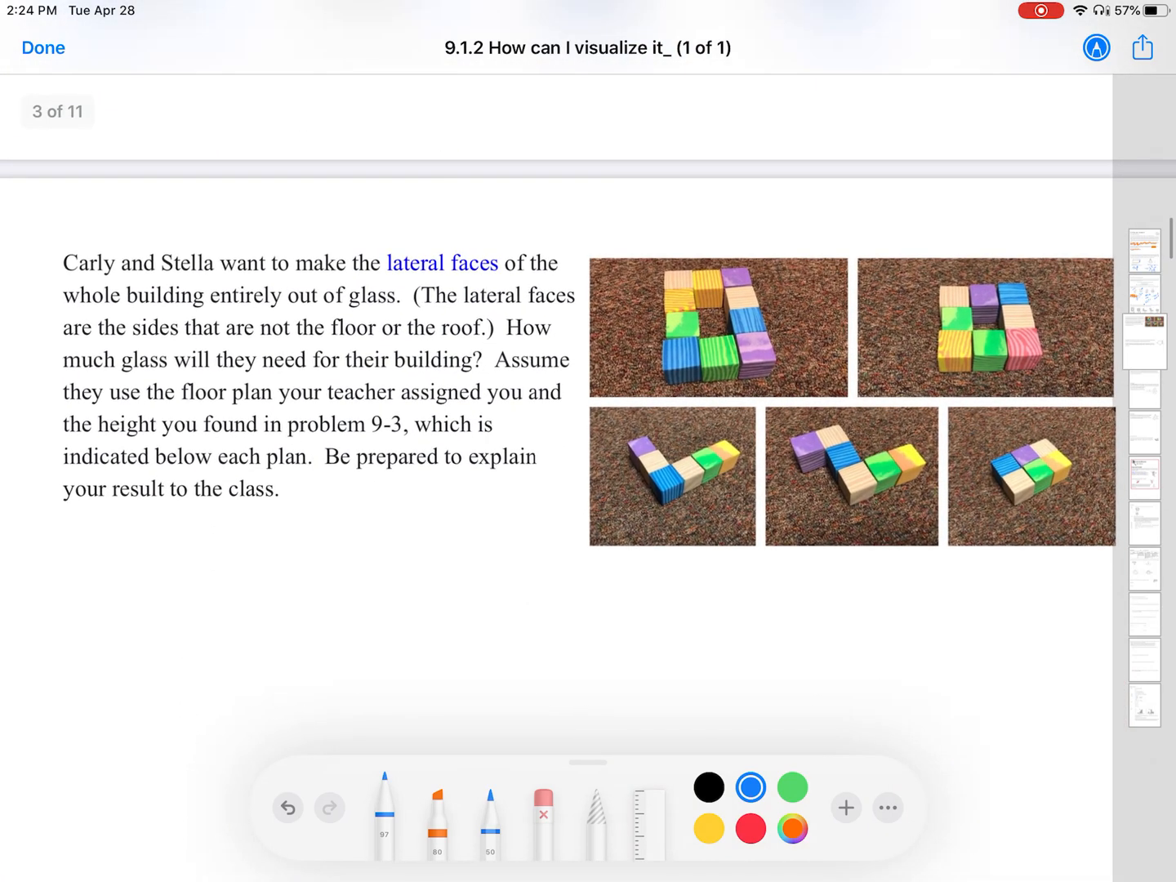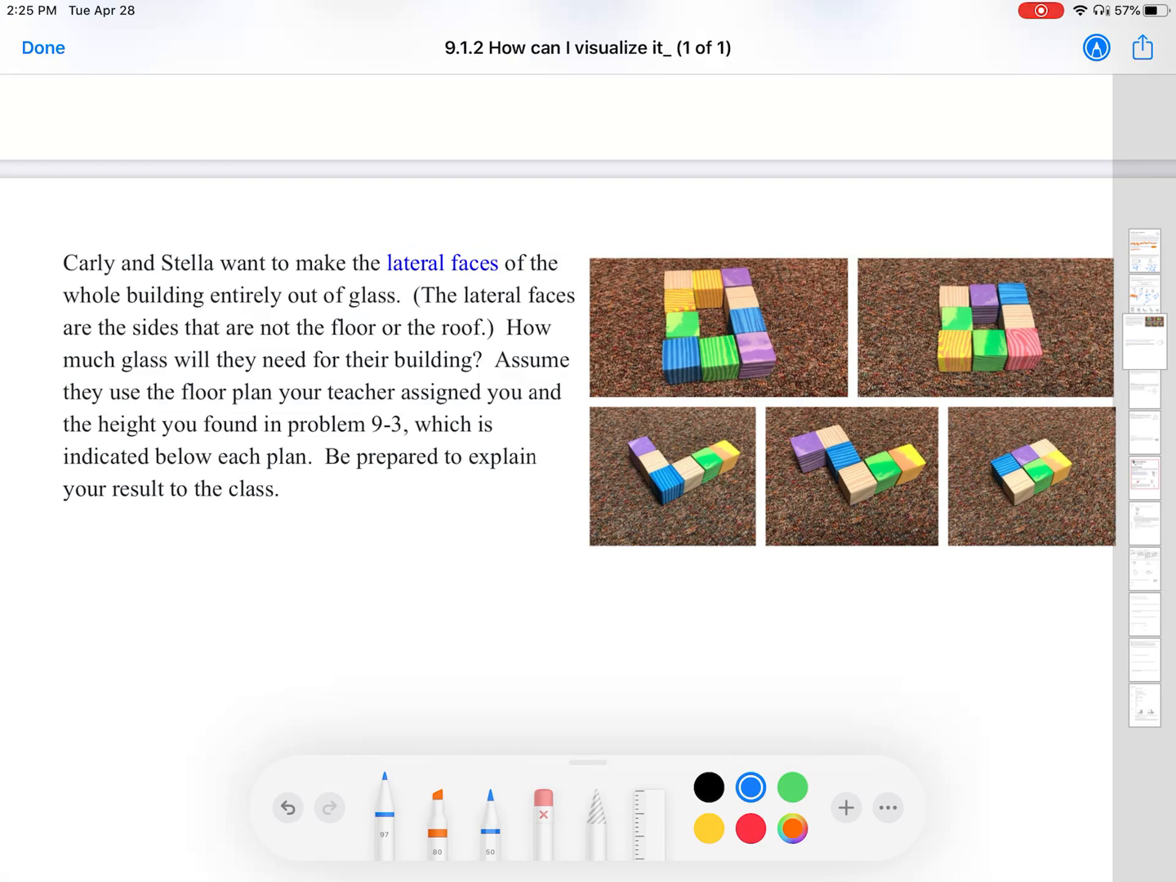Okay. So Carly and Stella say, I want to make the lateral faces of the whole building entirely out of glass. The lateral faces are the sides that are not the floor or roof. How much glass will they need for their building? Assume that they use the floor plan your teacher assigned you and the height you found in problem 9-3, which is indicated below each plan. Be prepared to explain your result in your class.